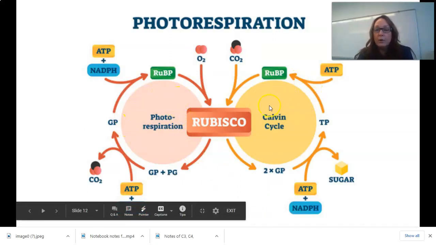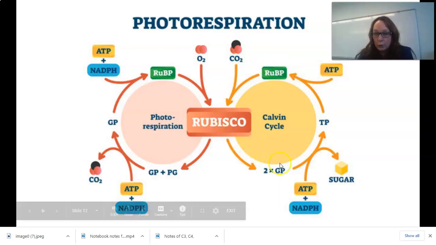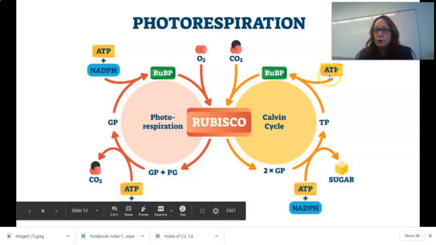So let's look over here on the right first, because this is what we've learned. When carbon dioxide is in high concentration and temperatures are low, Rubisco, which is an enzyme, will add carbon dioxide to RuBP, and you'll go through the Calvin cycle. You'll use ATP and NADPH, those molecules from the light reactions, and the energy you brought in those molecules will be moved into sugar at around a 37% efficiency rate.